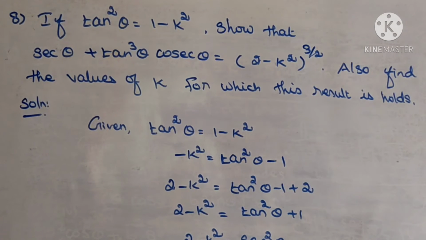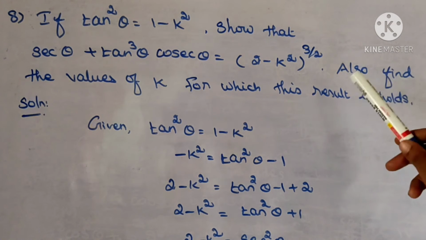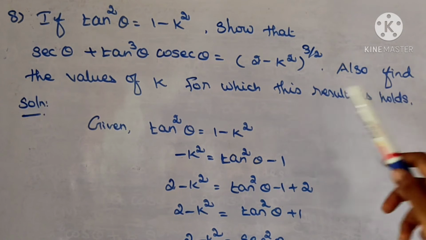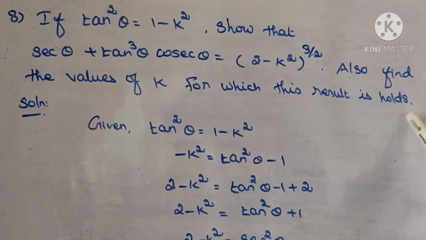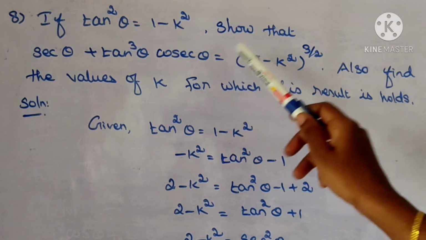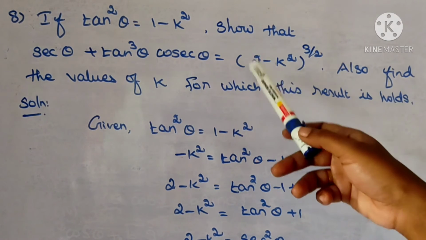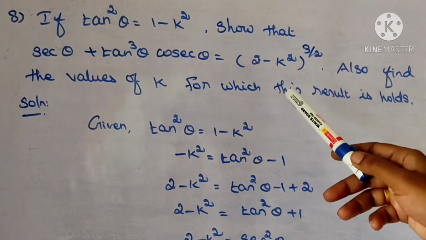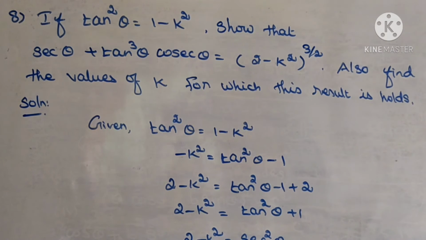Listen, the 8th question. If tan square theta is equal to 1 - k square, show that secant theta + tan cube theta into cosecant theta is equal to (2 - k square) the whole power 3 by 2. Also find the values of k for which this result holds. Then find out the proof part. Take the left hand side and right hand side, and reduce any one of them so that the values are equal. So this condition is equal.